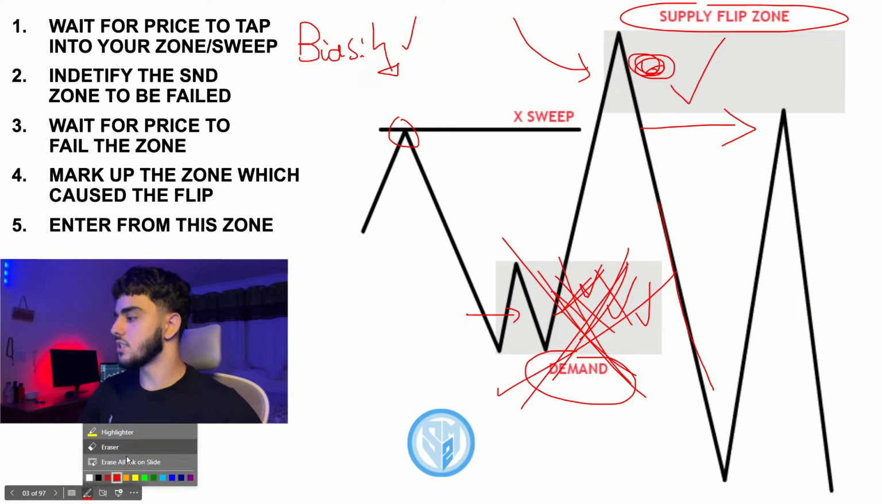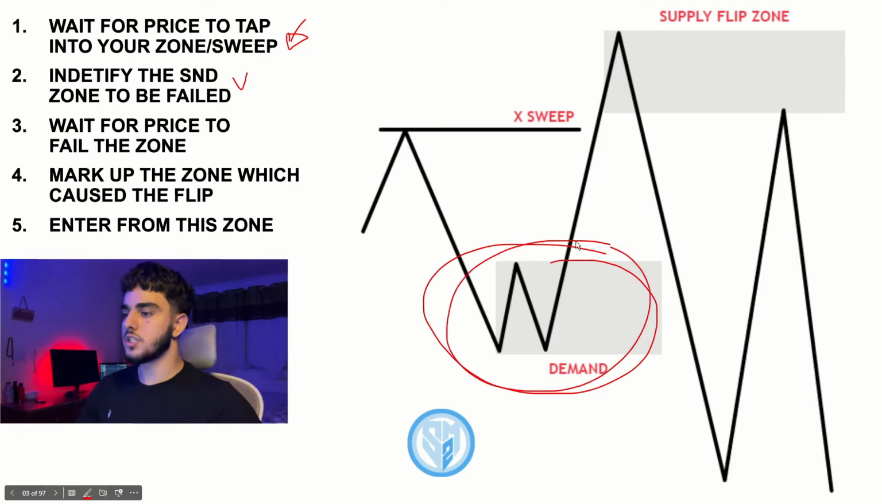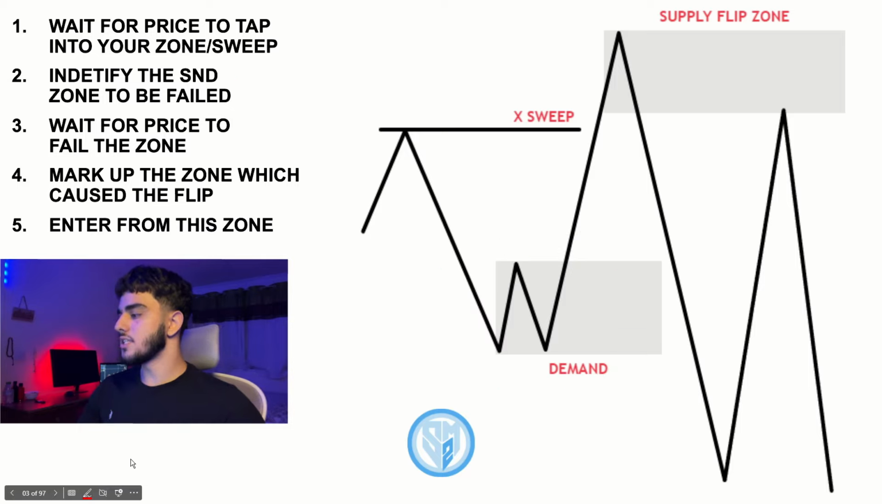I've kind of explained all the steps here, so let's just go back to the steps. So step 1, we've identified the sweep. Step 2, identify the zone. So in this diagram and in this case, our demand zone that we're looking to fail is this demand zone right here. Usually you want to see this on the 5-minute or the 10-minute or maybe even the 15-minute.